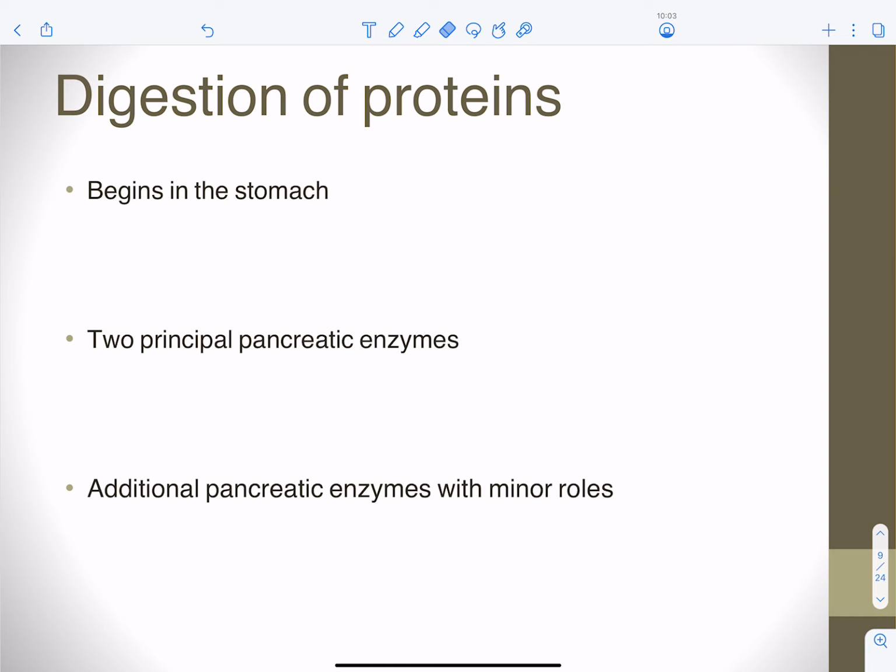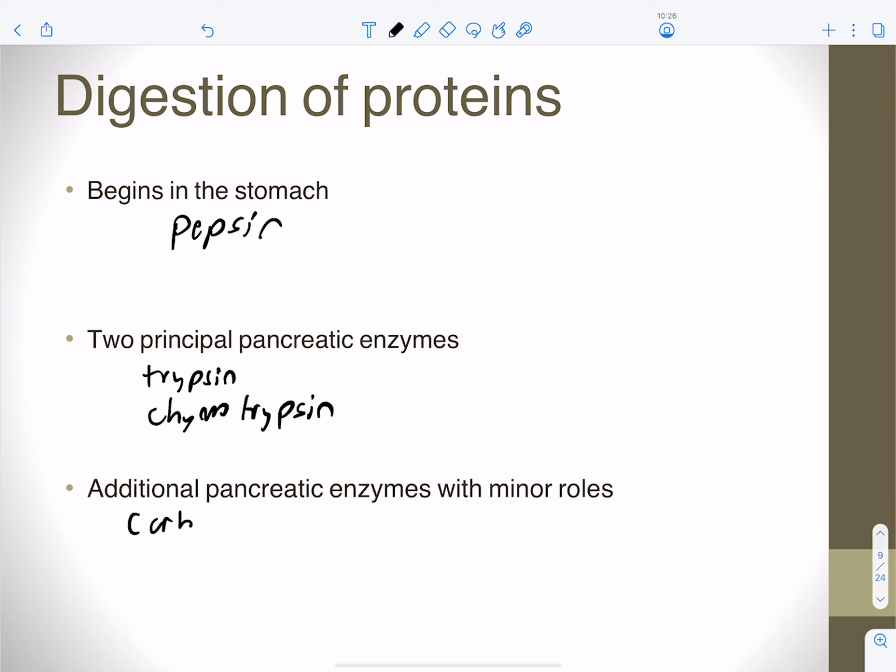So digestion is going to begin in the stomach with pepsin. And then you have other enzymes, the two principal pancreatic enzymes, they're not the only two, of course, are trypsin and chymotrypsin. And then you have additional ones. You have your carboxypeptidases, and elastase.